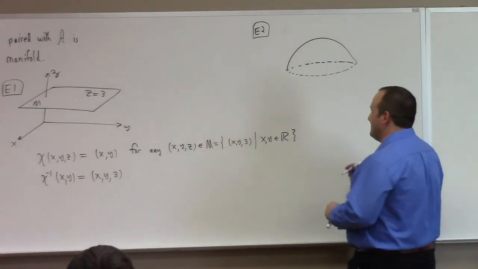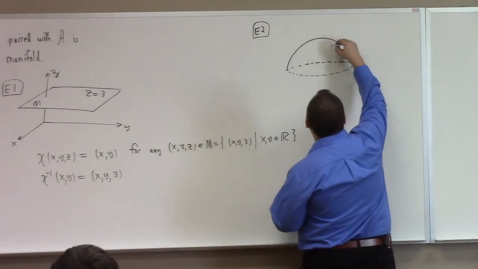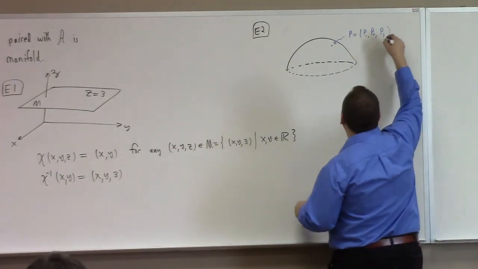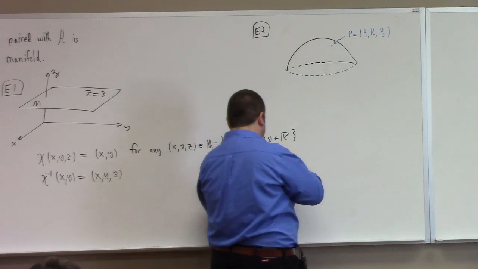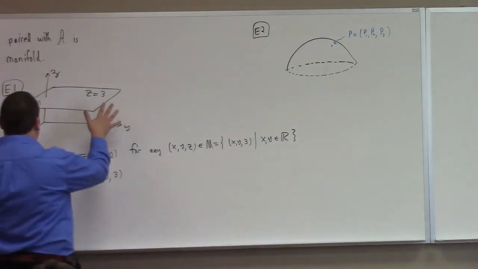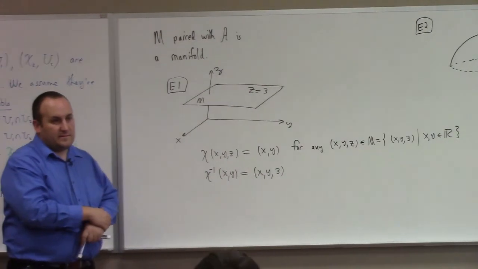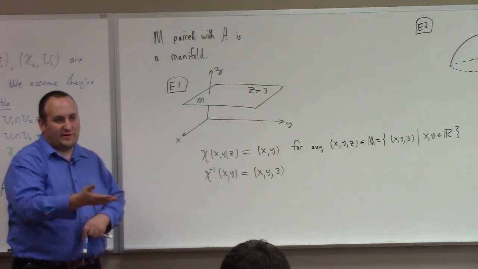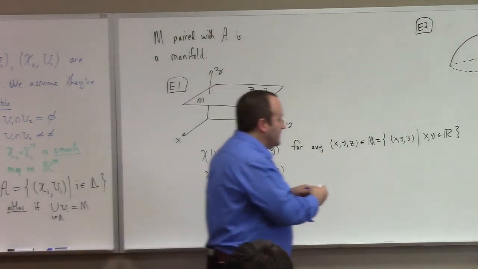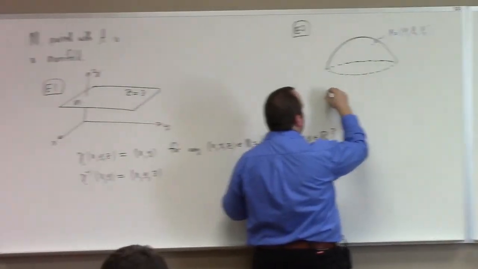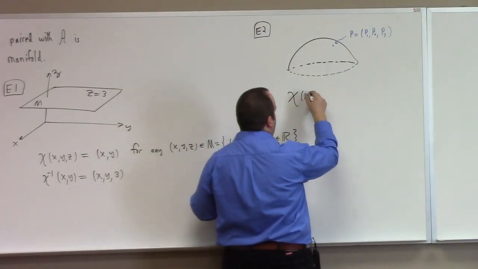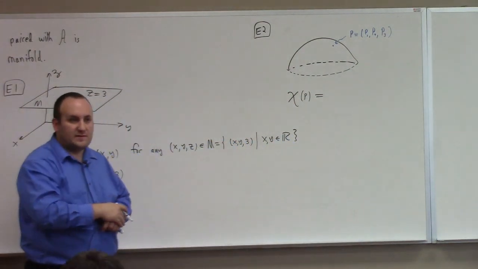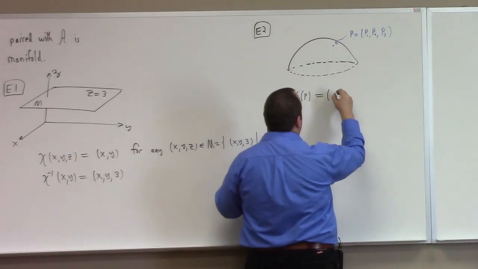If this point is, let's say, P equal to P1, P2, P3, you could define a coordinate chart. By the way, what would the atlas be for this first manifold? Yeah, it has a single global coordinate chart. One is enough. If we take chi of P, we should let it be what? You've got lots of choices. A natural choice here would just be P1, P2.